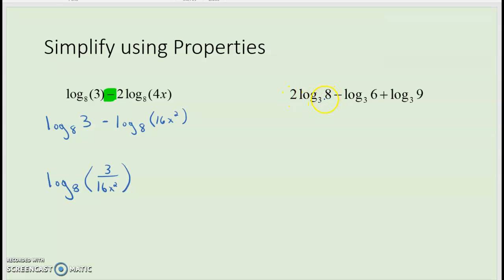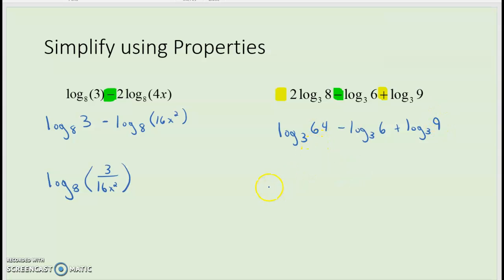The next one, 2 log base 3 of 8 minus log base 3 of 6 plus log base 3 of 9. Now I do once again have some positives and negatives. I've got quite a few things here. But I do need to get rid of that 2 in front of the first logarithm. So I'm going to go ahead and push it in as an exponent. So this is the rule we had. So moving that 2 into the first one, I'll have log base 3 of 8 squared. But let's go ahead and make that 64. And I'm just going to copy the other ones down, then I'll combine them. Minus log base 3 of 6 plus log base 3 of 9.